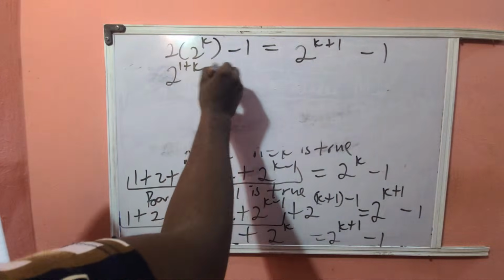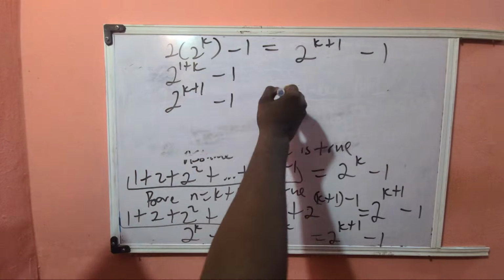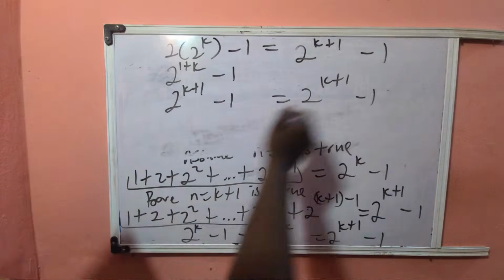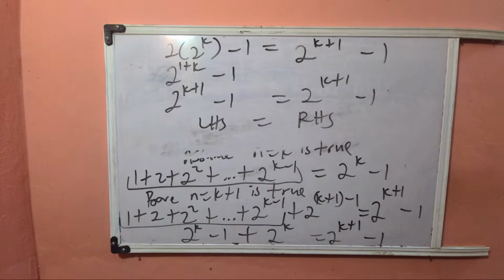So let me work on this side. What I have here is 2 raised to power k plus 1, which is the same thing as 2 raised to power k plus 1 minus 1. You see, the left-hand side is now equal to the right-hand side. So proved. Once you're done with this, you're good to go. That's all. So this is how you work with mathematical induction. Very simple, very straightforward. It's not complex at all.